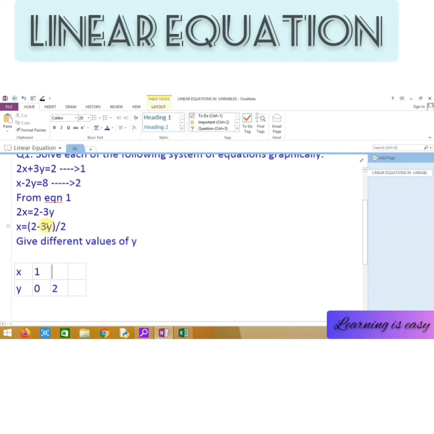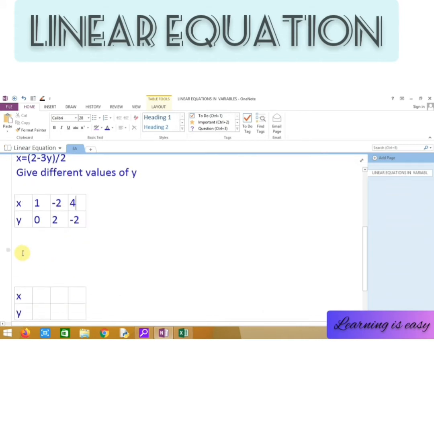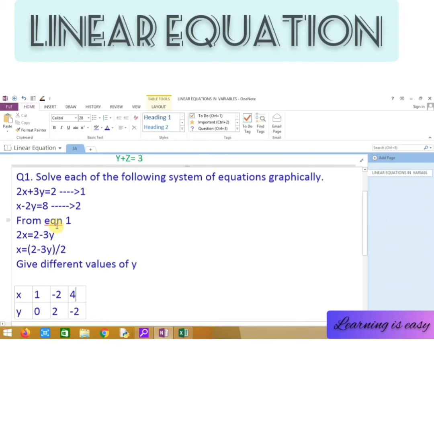When we take y as 2, it's going to be 2 minus 6, that's minus 4 by 2, minus 2. If we take y value as minus 2, then it becomes 2 minus 3 into minus 2, that is 2 plus 6, 8 by 2, 4. So with all these values, we can plot the graph.